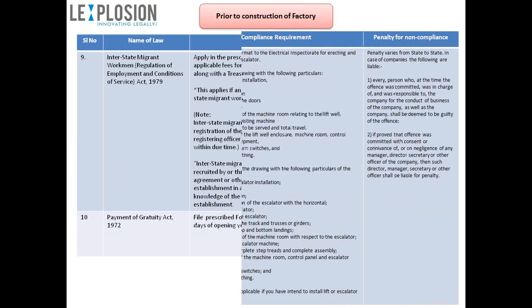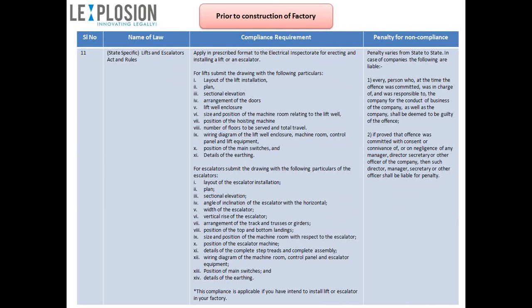You have certain compliances under the Lifts and Escalators Acts and Rules. In case you're going to have lifts and escalators in your factory, you need to ensure that you apply in the prescribed format to the electrical inspectorate for erecting and installing a lift or an escalator. The details of it are all mentioned in the slide, so I'm not dwelling on it. It's there for your easy reference. Going to the next law.